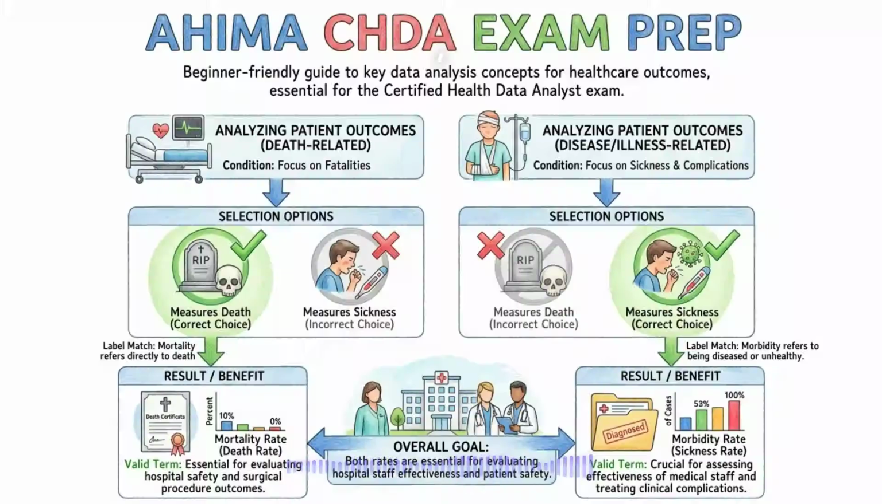outcomes. Mortality refers directly to death. So a mortality rate measures how many people in a specific population died from a particular disease or surgical procedure. Morbidity refers to the state of being diseased or unhealthy, measuring the rate of sickness and clinical complications rather than death itself. Both rates are essential for evaluating the overall safety and effectiveness of a hospital's medical staff.